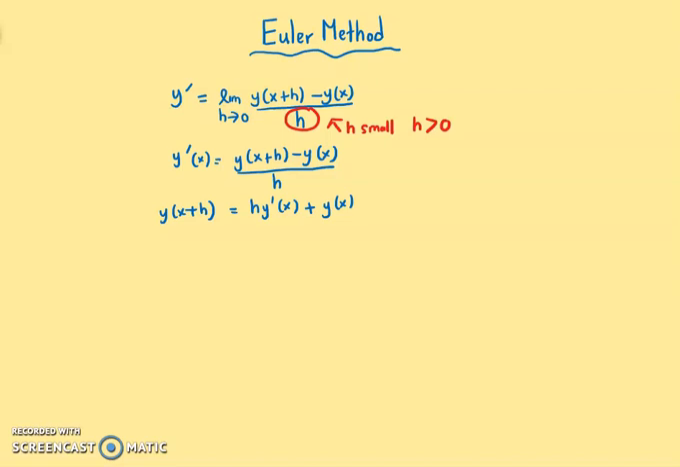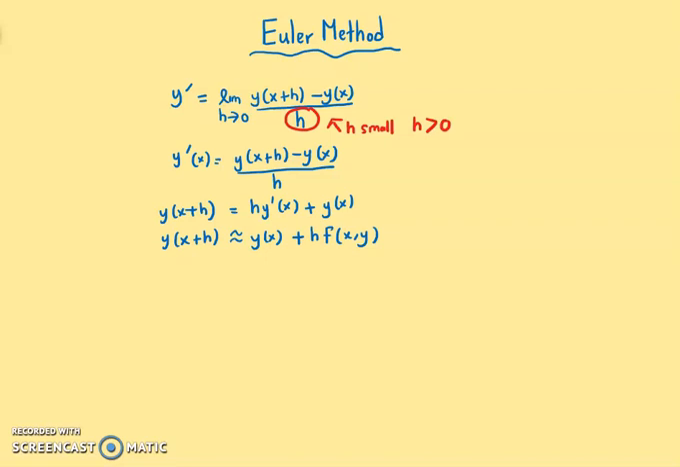Okay, now if you recall, this y prime here is also my function f. So y of x plus h equals y of x, rearranging the equation, plus h f of x, y. So this is the idea of this Euler method.